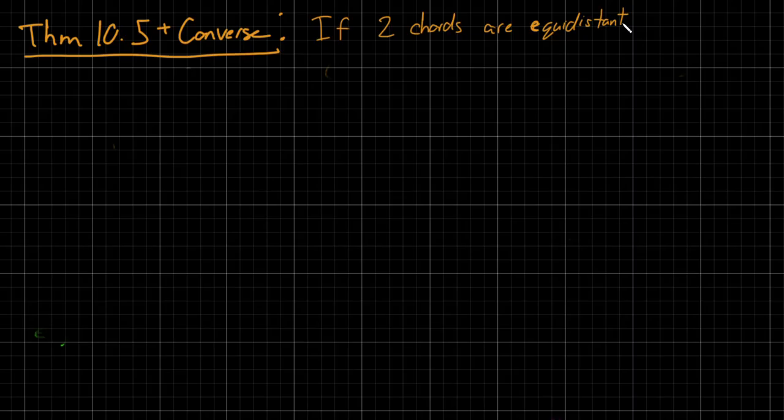It just means equal distance. I don't know why they want to shove it into one word. I don't like it. We could have just kept this: if two chords are equal distance apart. They just didn't want to write that. Equal distance, I would just say that, from the center.